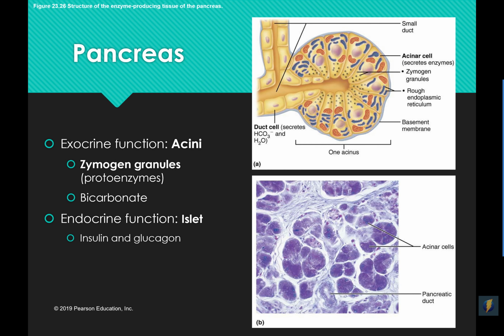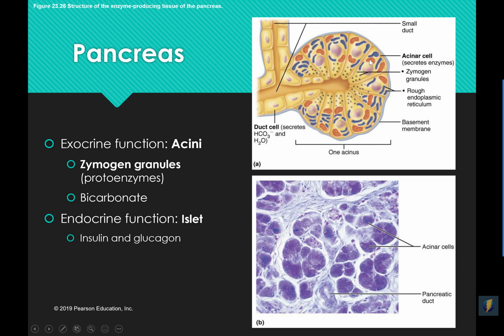The pancreas we looked at once before as part of the endocrine system, but now we are looking at its digestive function. So we're looking at not the islet that produces the insulin and glucagon, our blood sugar regulating hormones, but the acinar portion of the pancreas, which is going to produce what we call zymogens. Zymogens are essentially baby enzymes, a bunch of inactive enzymes.